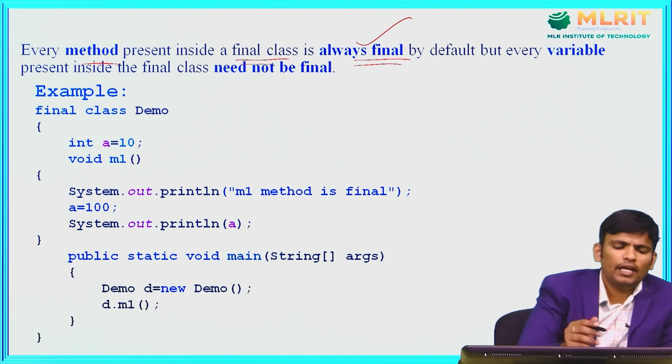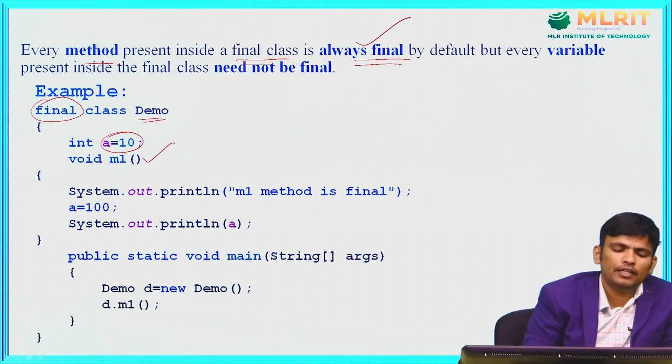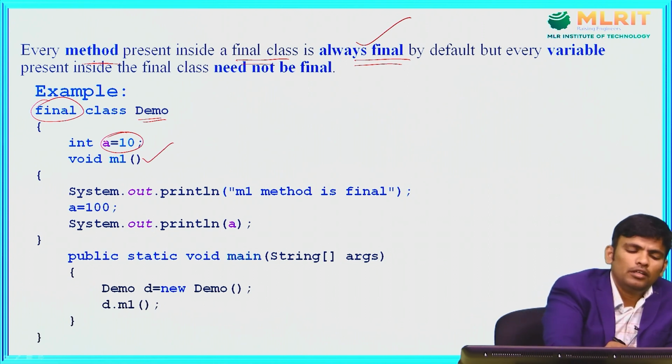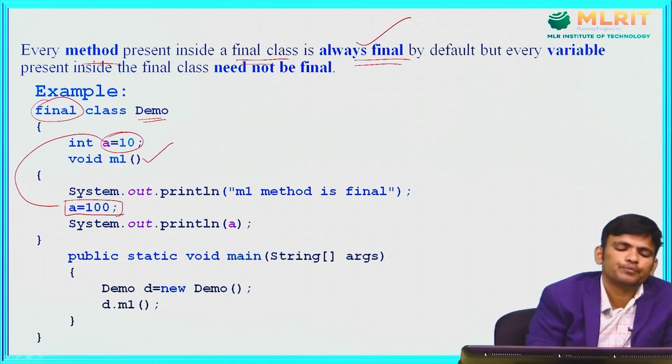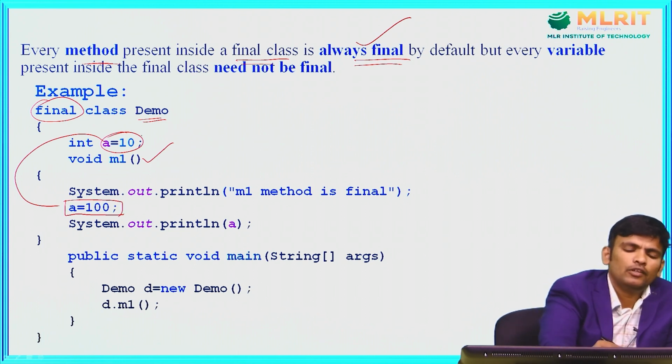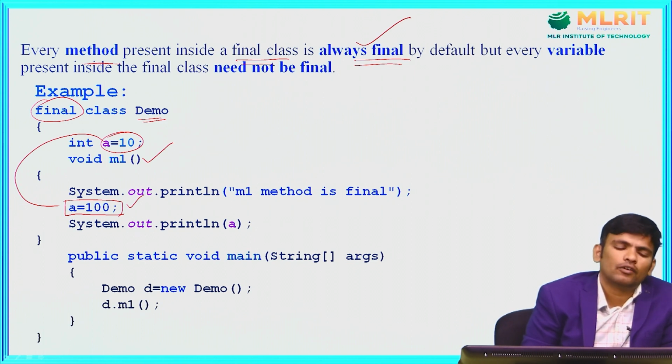So suppose I have a variable i = 10. Now this variable is declared in Demo, and Demo is a final class, and m1 is declared here. Inside m1, I am reinitializing this value. The value of i is already initialized with 10, and again I am reinitializing it with 100. So this is possible.